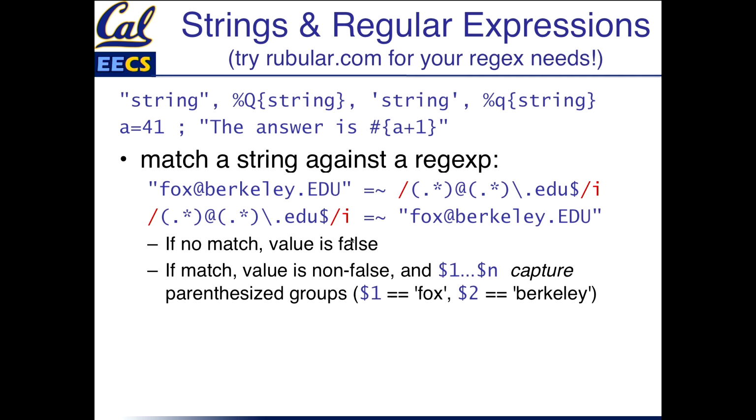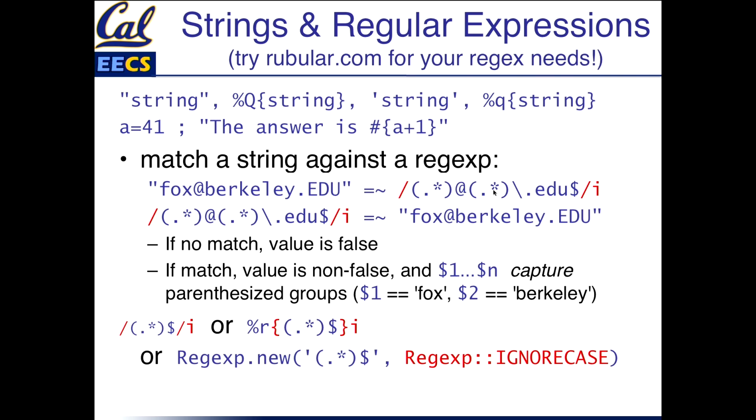And if the expression contained parenthesized groups, in the event of a match, the variables $1 through however many groups there were capture the partial matches. So in this simple example that I used, $1 would evaluate to Fox because this first group of any characters before the @ sign matches the first group of characters in my name. And $2 would match Berkeley because the second group of parens matches this group of characters that's before the .edu. Learn them, know them, love them.